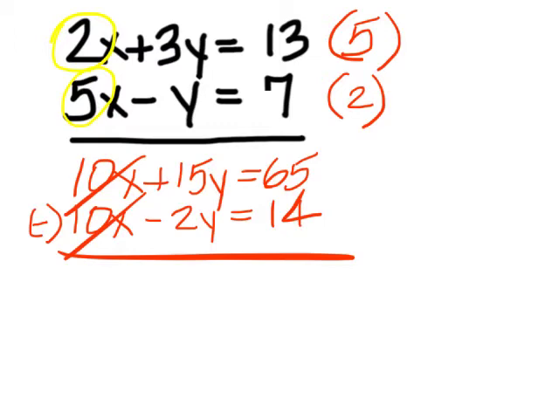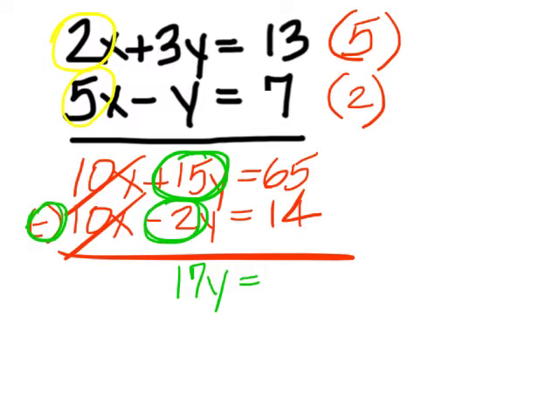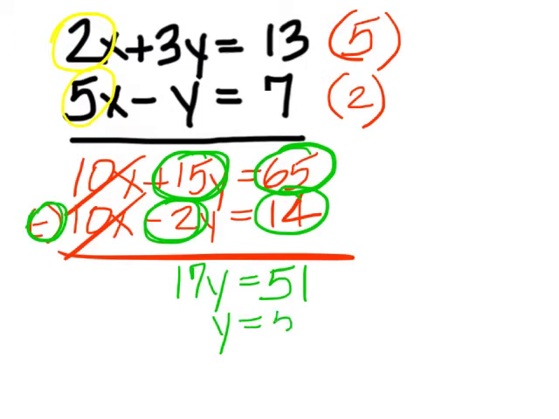But you have to finish the rest of the problem. 15 minus a negative 2 is 17y. And then 65 minus 14 is 51. From there you just divide 51 by 17 to get an answer of 3.